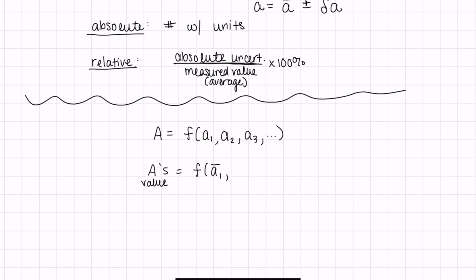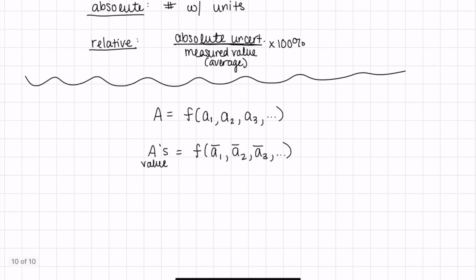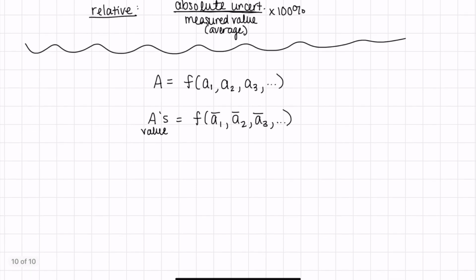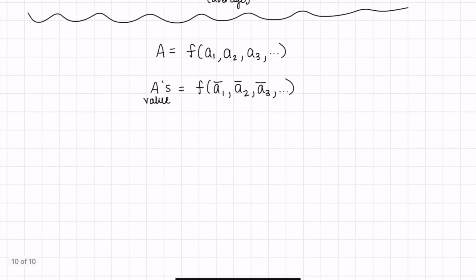In order to get the value of A, we would just plug in all those average measured values that we have for all of those little a's. So we would put in a1, a2, a3, and all the averages for those, and that would give us the value of A. However, if we want to get the uncertainty in A, we don't want to just take that function and plug in all of the uncertainties.